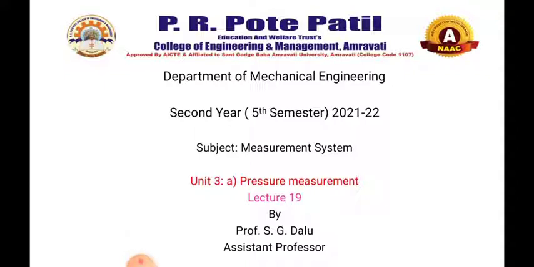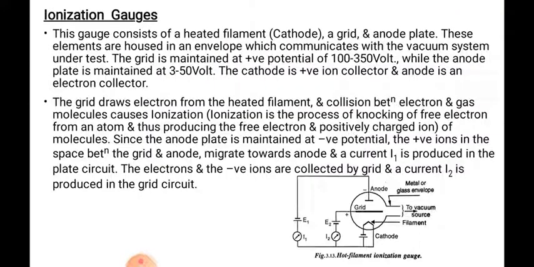In this unit, we have studied what is pressure, what is the unit of pressure, then classification of pressure measuring gauges. In that, medium pressure, low pressure, and high pressure measuring gauges we have studied. Up to the previous lecture we have studied the low pressure measuring gauges, that is Macleod gauge, thermocouple gauge, Pirani gauge, that we have completed. So today we are interested to study the ionization gauge.